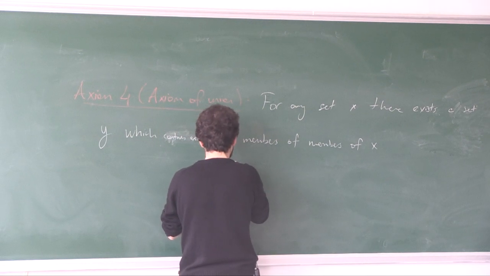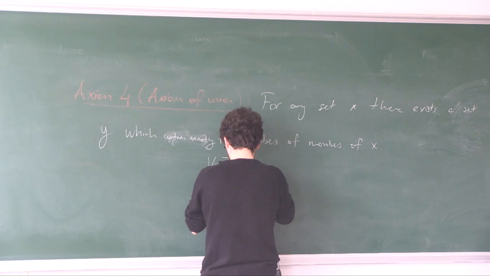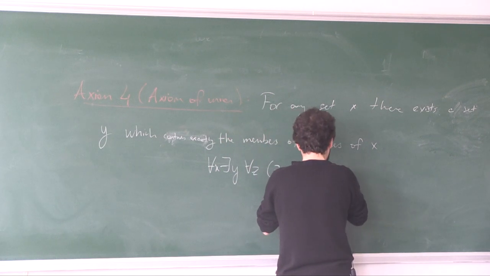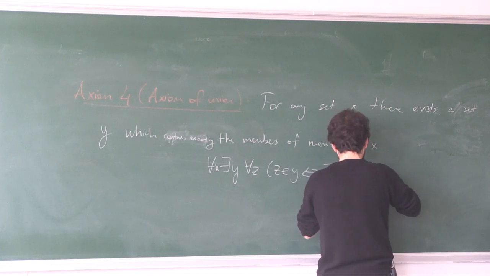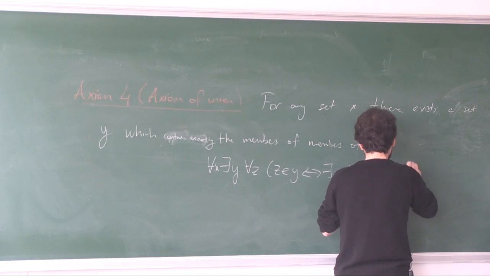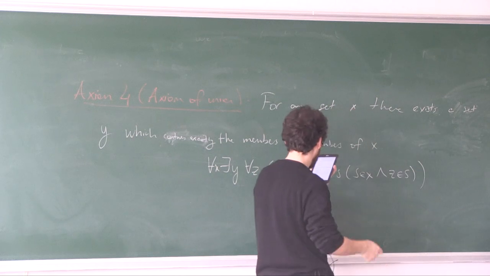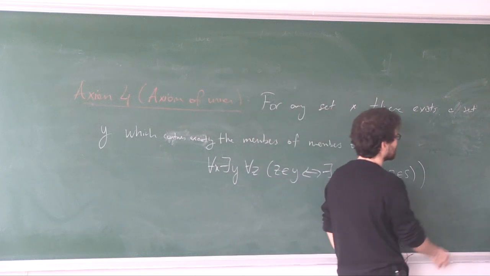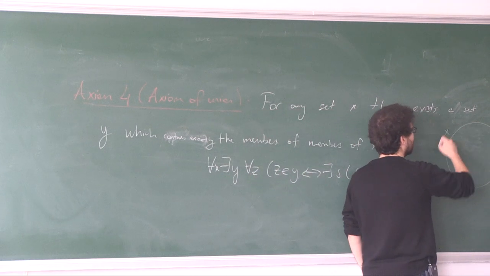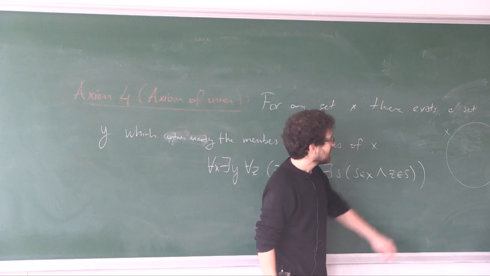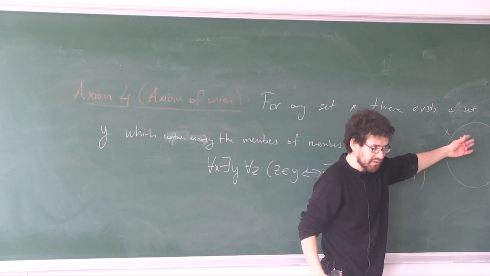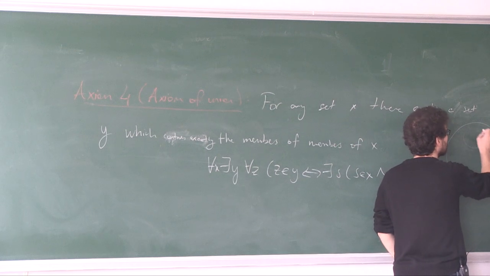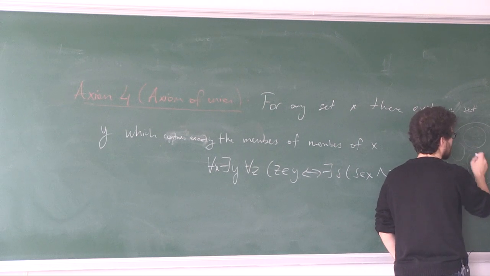For all x there exists y, such that for all z, z belongs to y if and only if there exists s, s in x, and z in s. You can ignore the formal statement for now. Let's understand this axiom. What this axiom says is the following. If you have a set, this set possibly has other sets as its elements, unless it's empty. It may be empty.